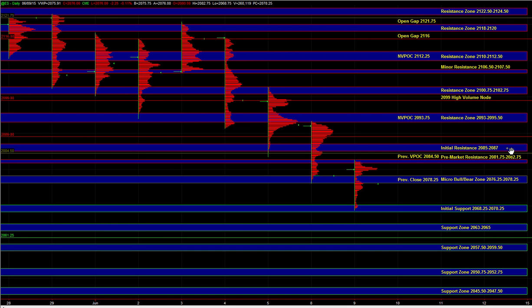So those are really the main ideas heading into the open. Let's see how the market reacts to the micro bull bear zone. If we take that out, then we'll know that the short term directional bias is to the upside, but bigger picture, sellers can still be active at 85, 87, and 93 to 95 half. So those are the main ideas. Let's see how the market reacts to the bull bear, and that'll help us set the tone for the day, and we'll take it from there.